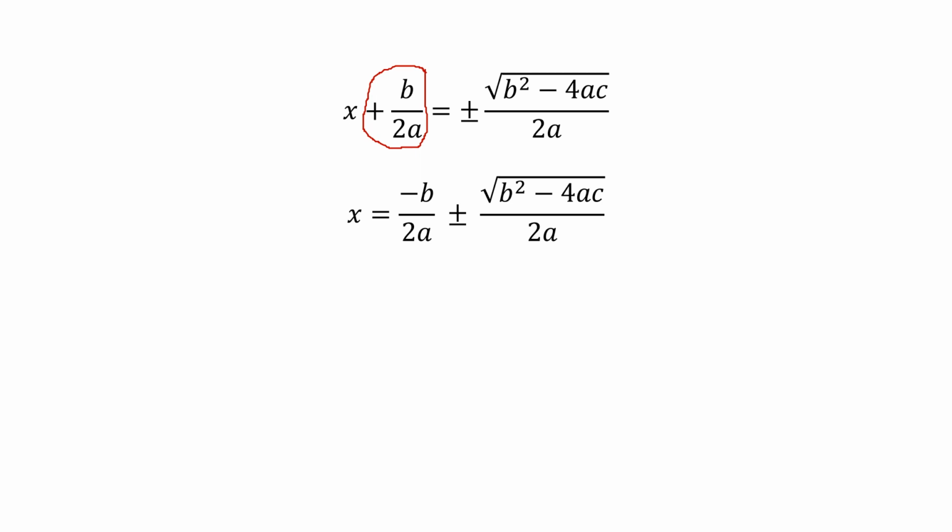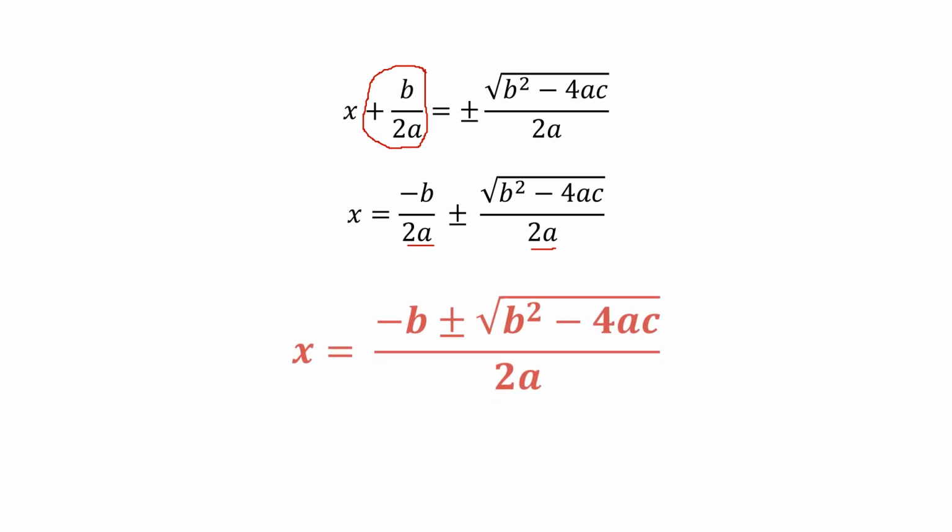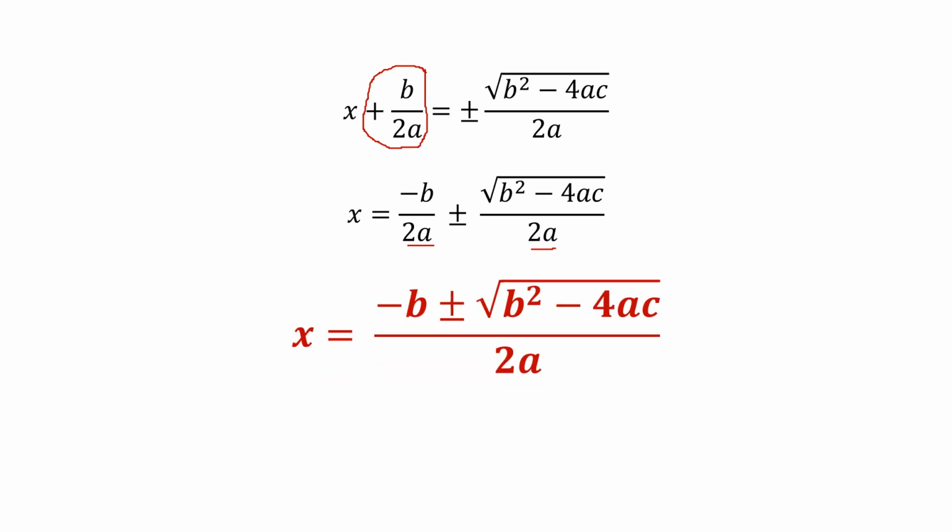Right. I can now express this one as a single fraction. The denominator is the same. We have 2a here as the denominator, we have 2a here as the denominator. So since the denominators are the same, we are only going to simplify the numerator. So we are saying it is minus b plus or minus the square root of b squared minus 4ac. And if we express this one as a single fraction, we'll find this one. And that's the quadratic formula. That's how we derive the quadratic formula.